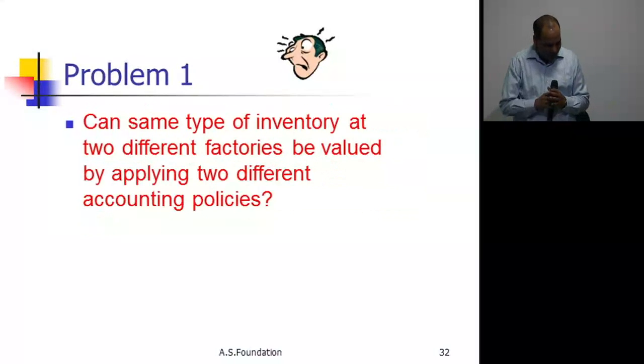So let me read the answer whether ICAI has also given the same answer. The same type of inventory at two different places cannot be valued, underline cannot be valued, by applying two different accounting policies. And their reasoning is very sound, because just because you keep it at two different places, their value will not change. Obviously, if the transportation costs are different, storage costs are different, those differences will be taken care of. But just because it is kept at two different places, assuming other things are constant, their value must also be same.